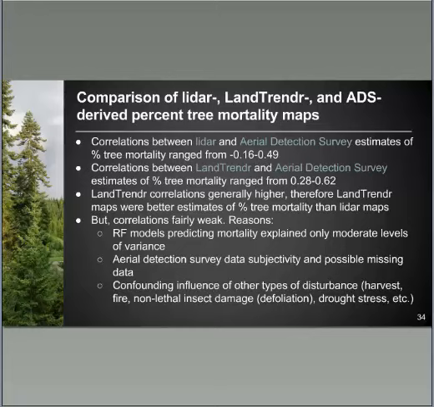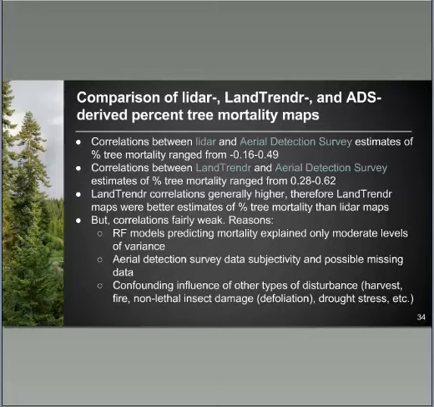And the reasons our correlations weren't too great, we decided a lot of that was, first of all, the random forest models that we use to produce these maps are only explaining moderate levels of variation. So when you use a model to produce a map, that map is going to have that same error. So there are errors in the models that led to errors in the maps.